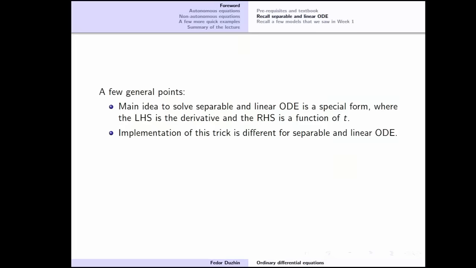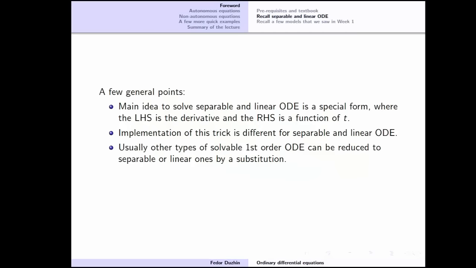Doing this is different for the two classes of differential equations that we have introduced. So there are other types of differential equations too, but we haven't learned them. And actually, probably most first order differential equations cannot be solved explicitly, so they cannot be reduced to a simple integration.